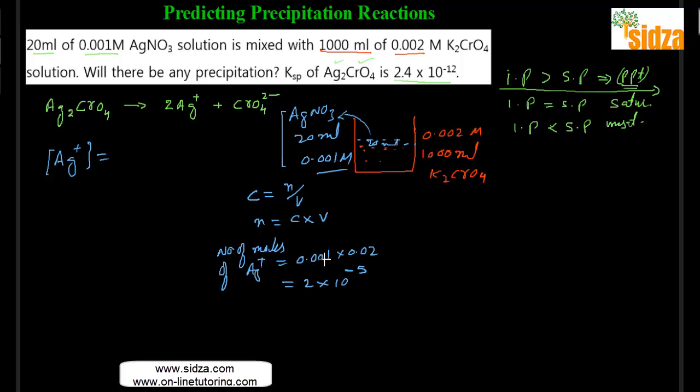Now, in the final solution, what is the volume? The final solution has a volume of 1000 ml of the potassium chromate, plus the 20 ml of the silver nitrate.